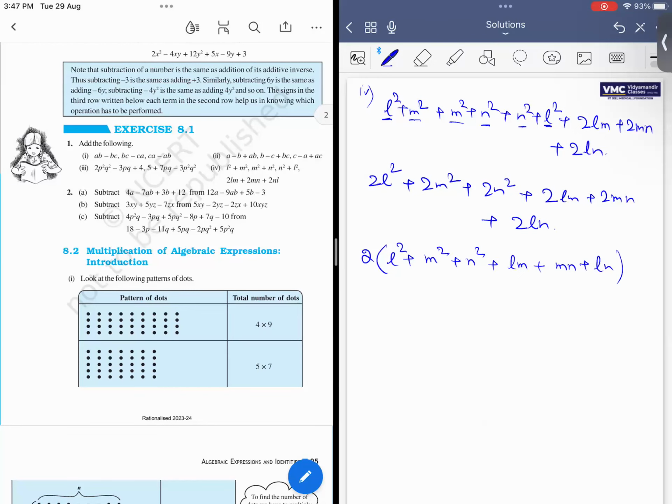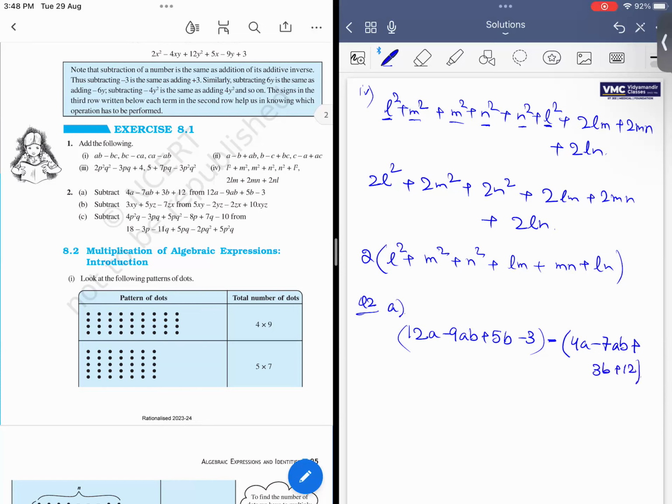Okay, that's it. Now come to the question number 2, A part. Subtract 4A minus 7AB plus 3B plus 12 from this. So that means the first expression will be subtracted from the second expression. So write the second expression first. When I say subtract 4 from 10, what do you write? 10 minus 4. So likewise, 12A minus 9AB plus 5B minus 3 in bracket you write, and minus of the first expression, 4A minus 7AB plus 3B plus 12.